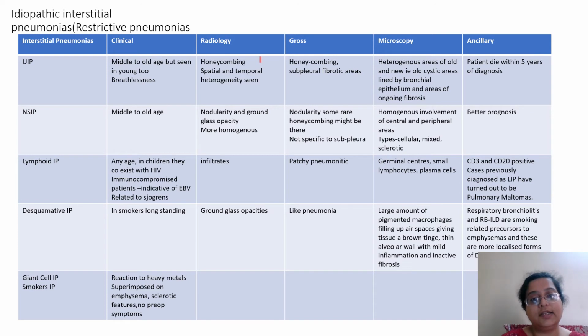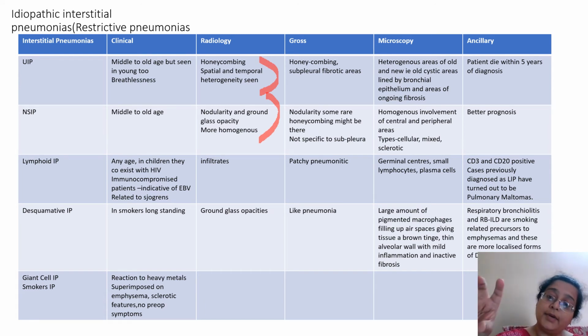This is important. Honeycombing and spatial temporal heterogeneity is seen in UIP, while NSIP is nodular with ground glass opacity and homogeneity. So NSIP, which has more letters in its name, is homogeneous, ground glass and N for nodular. UIP, which has fewer letters in its name, has honeycombing, the radiological appearance of the lung is like a honeycomb, and heterogeneous distribution. Changes will not be throughout, they will be in some places and not in others. Lymphoid again is infiltrate, desquamative can be ground glass.